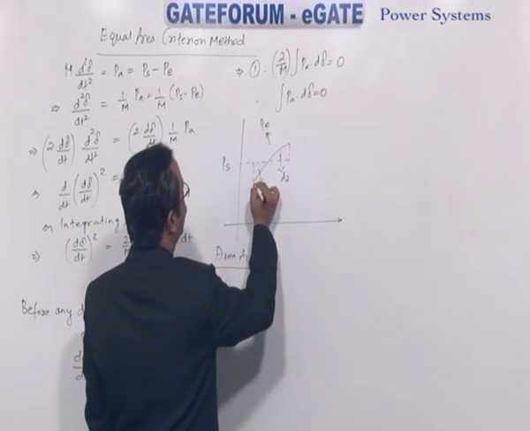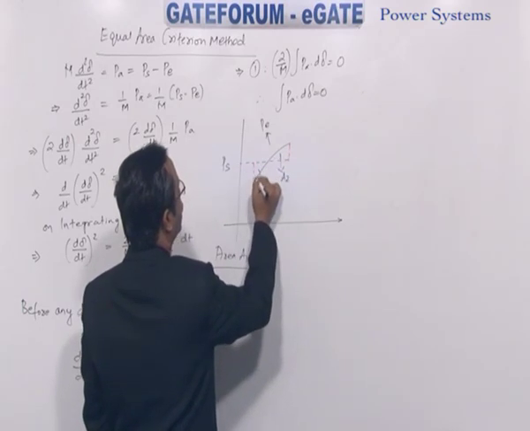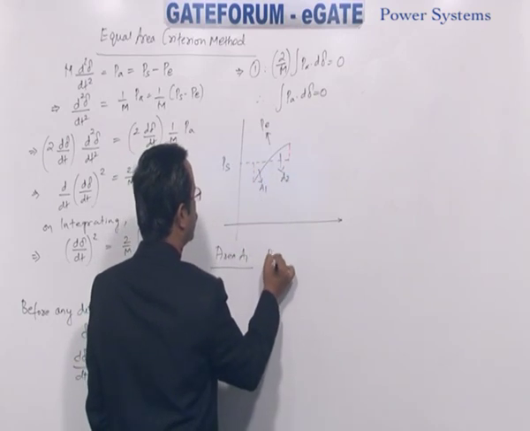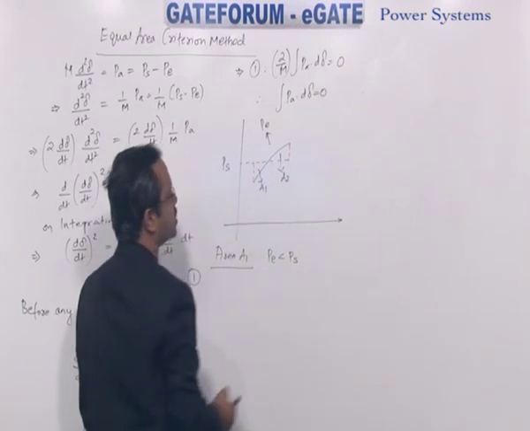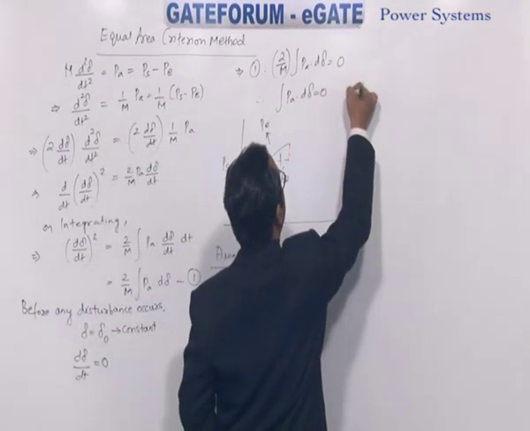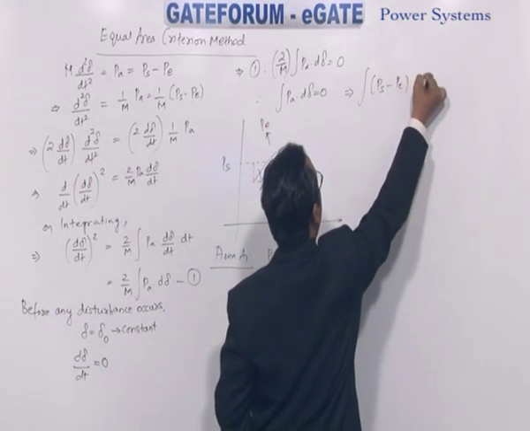Electrical output is less than the mechanical input. So PE is less than PS. Then how to write this equation further? It is mechanical input minus electrical output is 0.